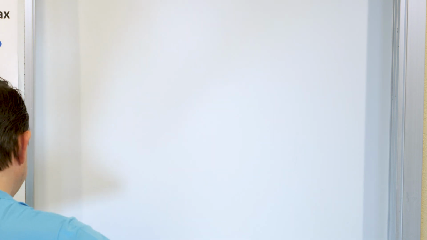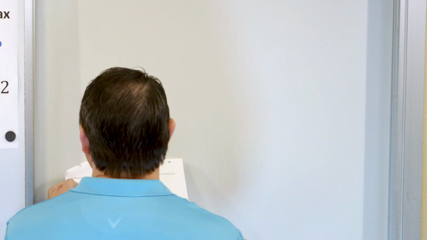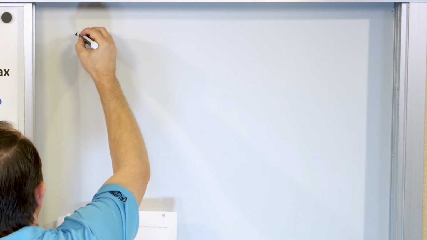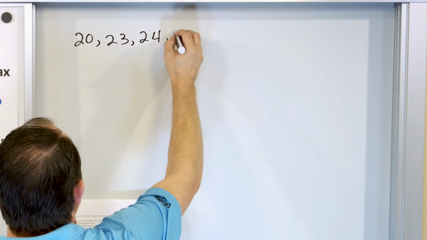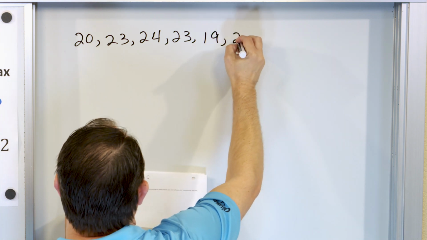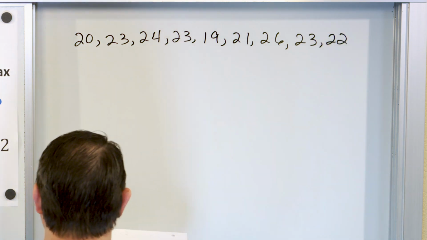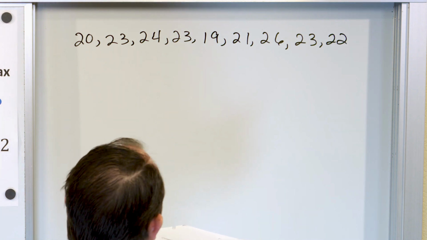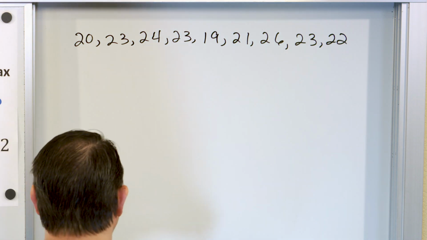So what we're going to do here is we're going to talk about gumballs. The data below represents weight in grams or mass in grams of gumballs, right? So we have a gumball that's 20 grams, and then 23 grams is another gumball, then 24 grams, and then 23 grams is another gumball, and then 19 grams, and then 21 grams, and then 26 grams, 23, and 22 grams. So we have 20, 23, 24, 23, 19, 21, 26, 23, 22. So before we do anything, let's arrange this data from smallest to largest.